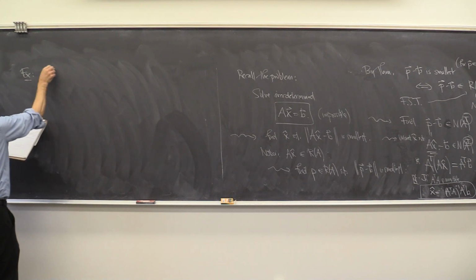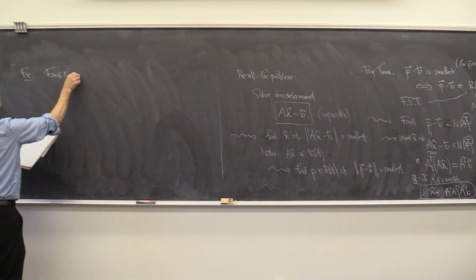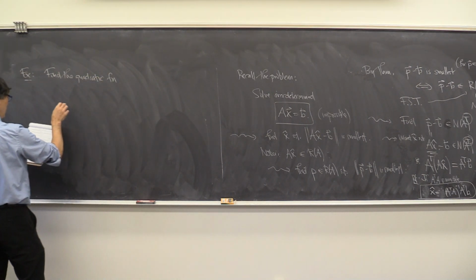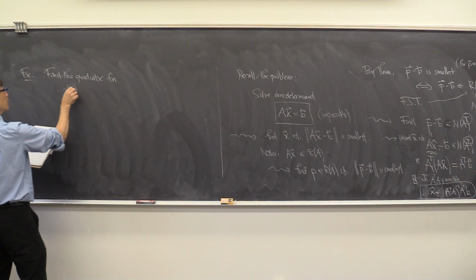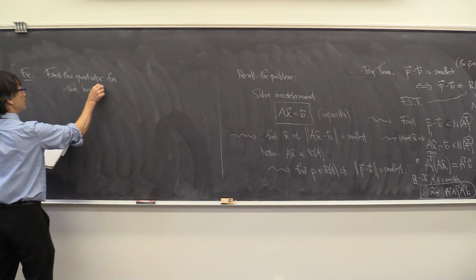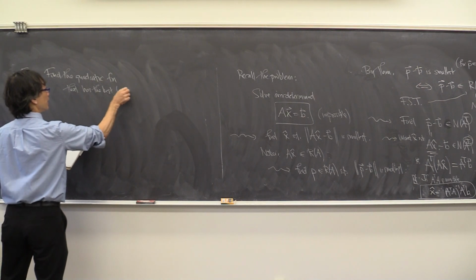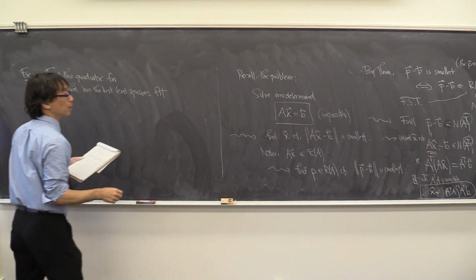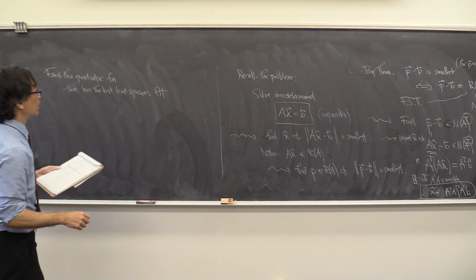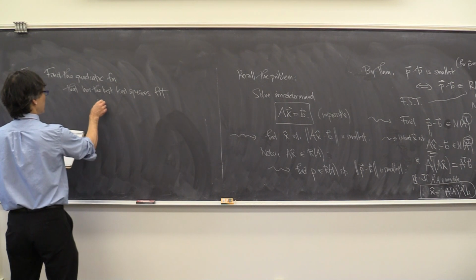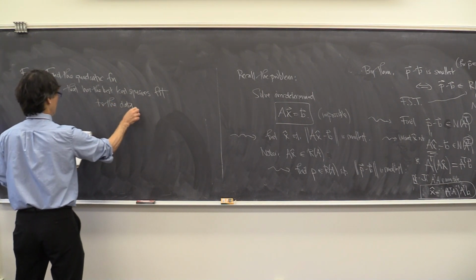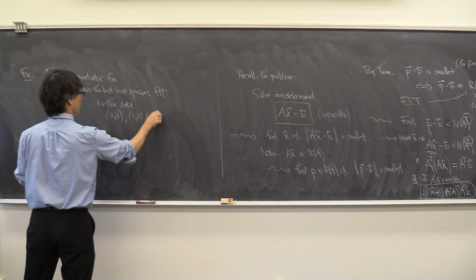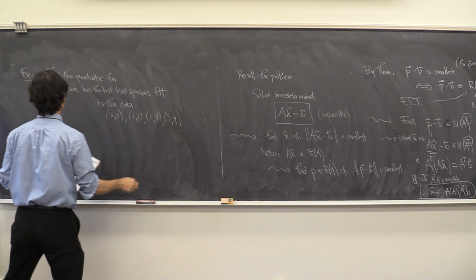So it says, find the quadratic function that has the best least squares fit to the data: 0, 3; 1, 2; 2, 4; 3, 4. Okay.